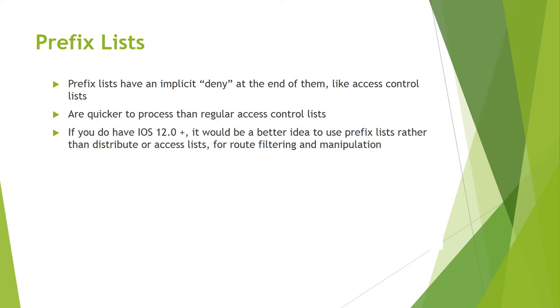Prefix lists have an implicit deny at the end of them, like access control lists, and are quicker to process than regular access control lists. If you do have IOS 12.0 plus, it would be a better idea to use prefix lists rather than distribute lists or access lists for route filtering and manipulation.